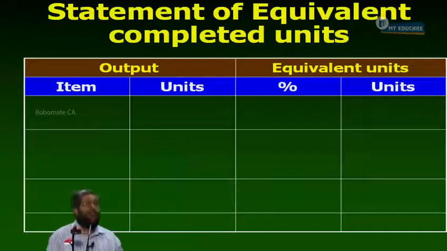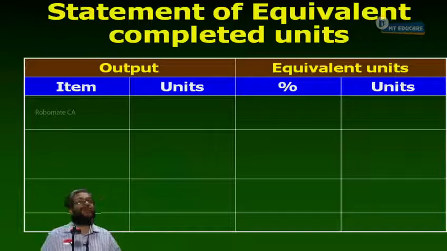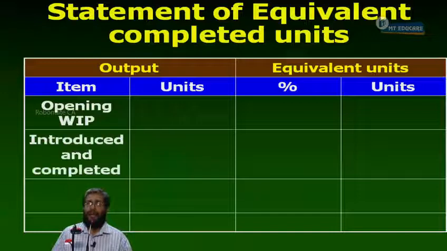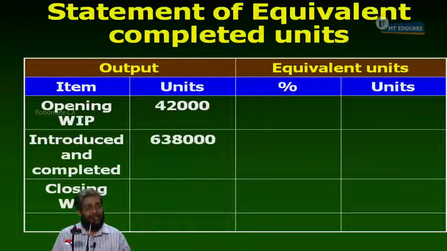Now the question is, were all units started this year and completed this year? Some units were started last year, continued this year and completed, yes or no? And some units were started and completed this year. In that case, out of 6,80,000 units completed, how many units are opening WIP completed? 42,000 units. Then the balance, 680 minus 42,000, gives how many units started and completed? 6,38,000 units.